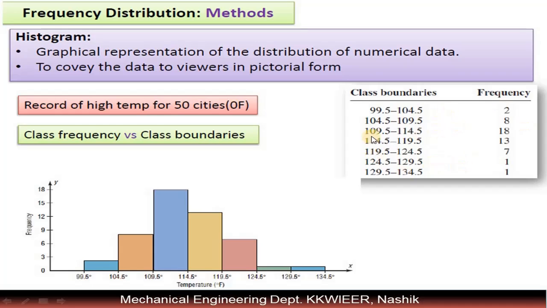And then when we plot it over here, first the frequency of 2 we have over here. Orange color indicates 18 between this temperature range, and in yellow color we have 7 frequency, and then we have 1 frequency for a specific class boundary of 124 to 129, likewise. So this bar type of graph will represent the histogram.